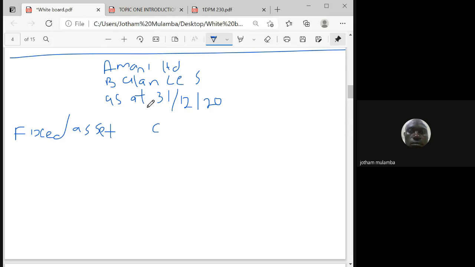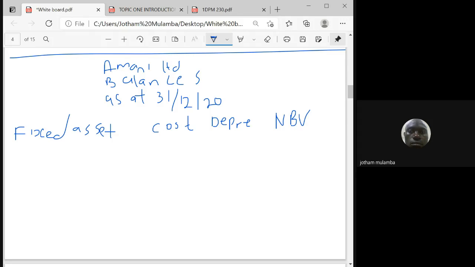We create the first column, which is costs. Then the second column will be depreciation. Then the last column will be net book value. So for us to do this, we usually prefer to do it practically with the information.